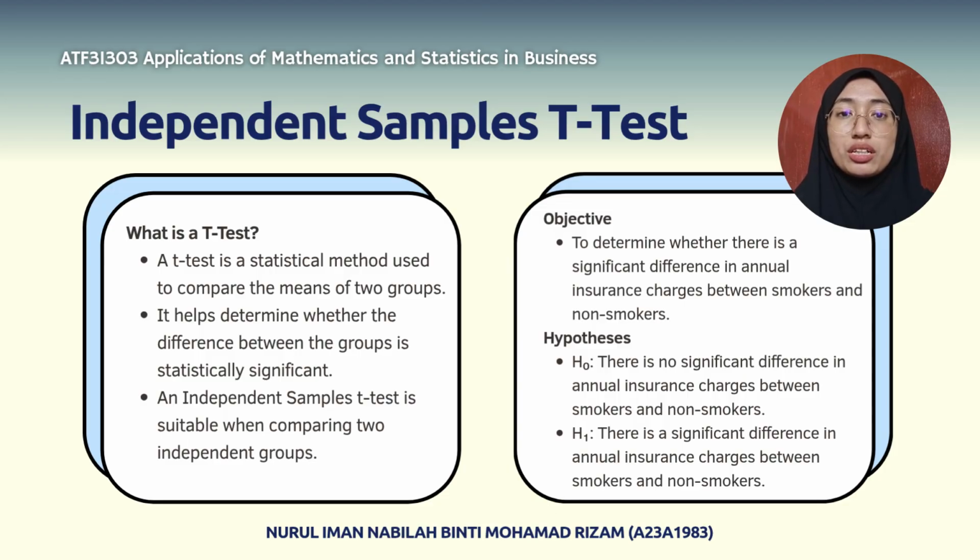The null hypothesis states that there is no significant difference in annual insurance charge between smoker and non-smoker, while the alternative hypothesis states that there is a significant difference between the two groups.